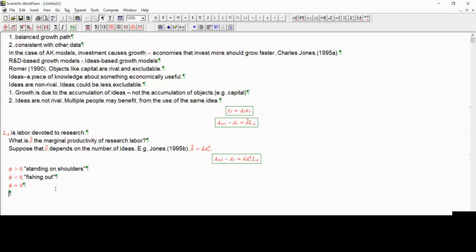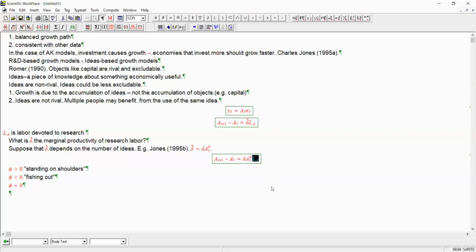Now, another possible factor that we might want to take into account here, however, is the idea that there could be duplication. In other words, these researchers here aren't necessarily working on different things. They could be working on the same thing, and the more they work, the more they're likely to overlap, which means, of course, that there are decreasing returns to R&D.